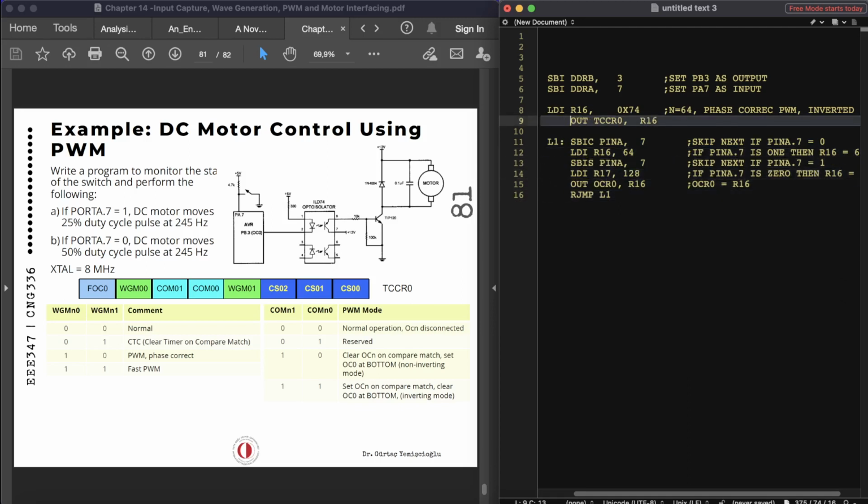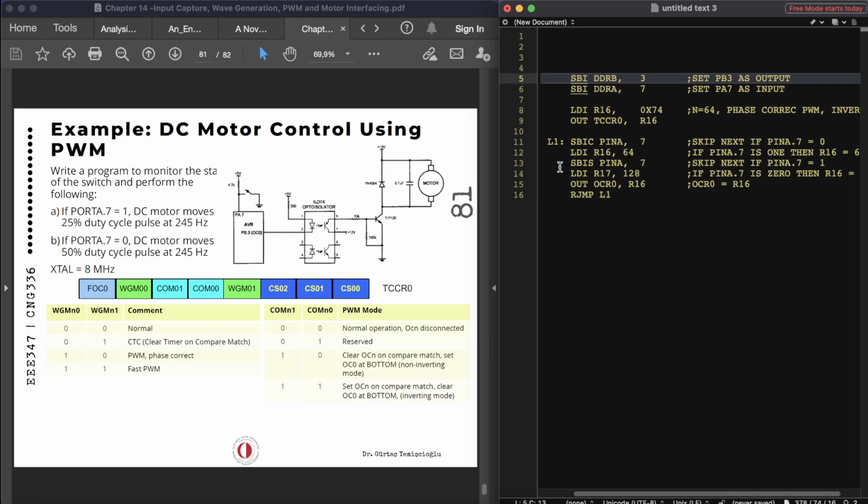So that's all you need to know. That's all you need to do in order to activate the motor from the microcontroller using PWM phase correct mode.